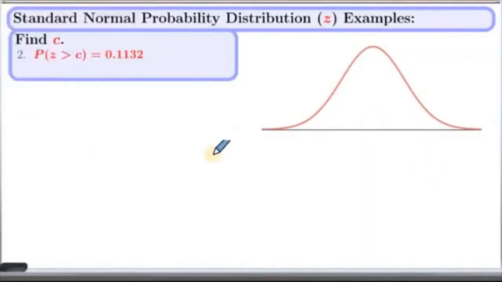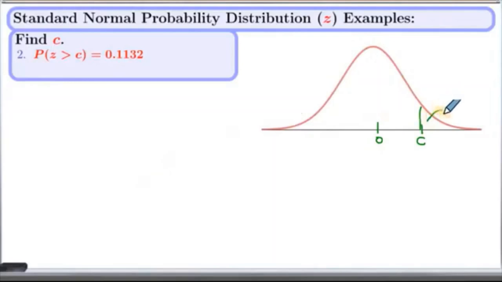Let's draw the graph of the given situation. We have a bell curve here, and 0 must be in middle. So 0 must be in center. And we are given the probability that z greater than c is 0.1132. Therefore, c must be somewhere over here. And we are looking for the area to the left of c, which is this part here, this part. Let me put the area in the graph.